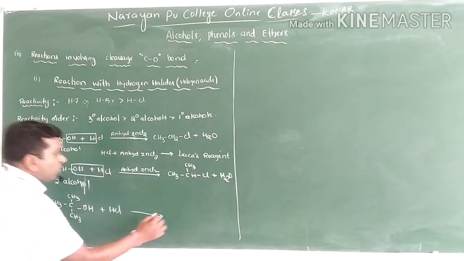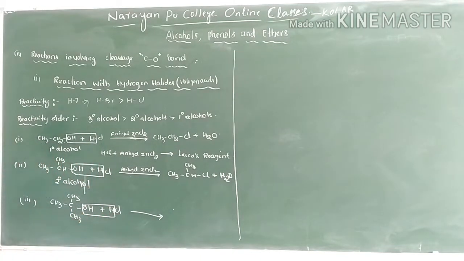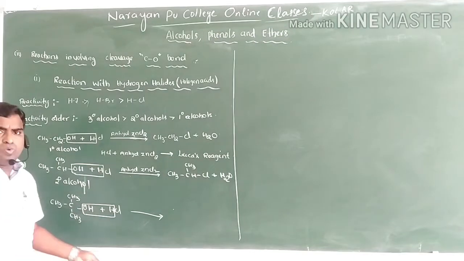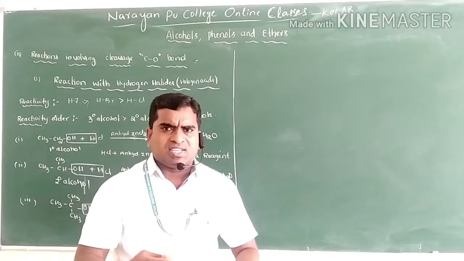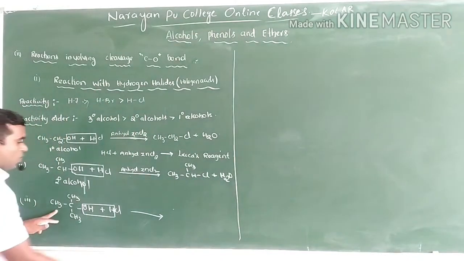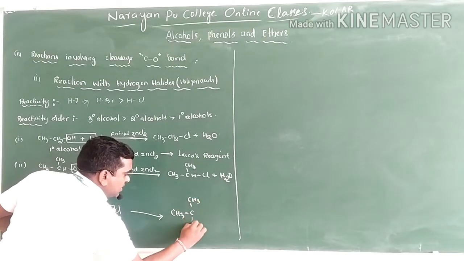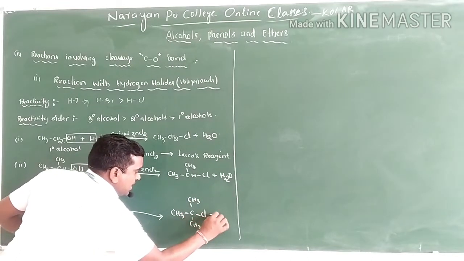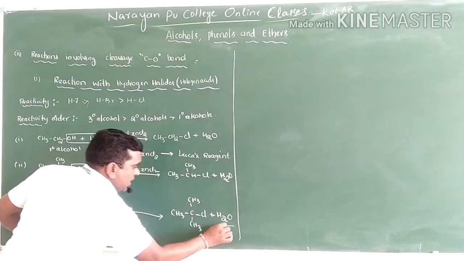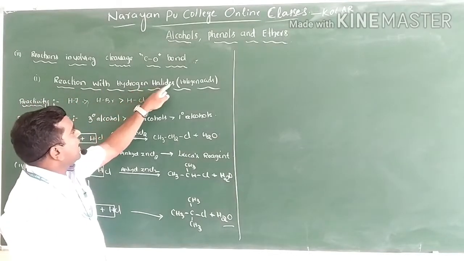So we need not use anhydrous ZnCl2 here. If you use it, no problem; the reaction still takes place somewhat fast. So what compound will you get? You will get (CH3)3C-Cl, plus what else? H2O. Got the point here? So this is what we call a reaction with the hydrogen halides.